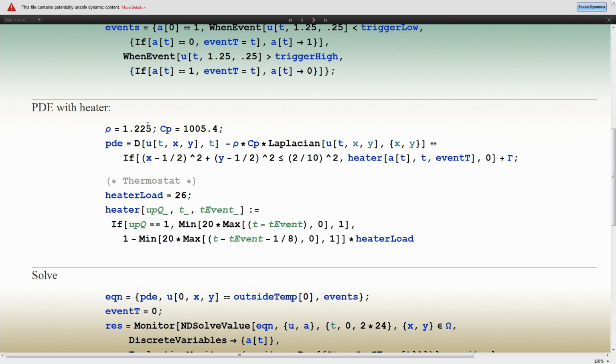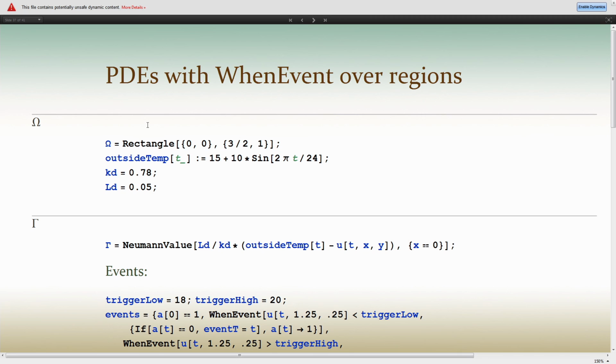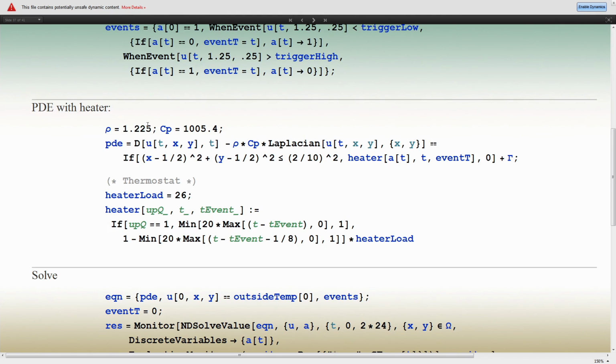Now the event is supposed to trigger if the temperature in the room goes below 18 degrees, or if the temperature is above 20 degrees, then the heater is supposed to be switched on or switched off. That's done with a discrete variable, the variable A in this example. So if A equals 0, we set the event time to t and change A. And in this case, if the evaluation of the function u at the position is higher than the trigger high, then the event switches the heater off. This is the PDE model, a Laplacian, and this is the actual heater inside of the region.